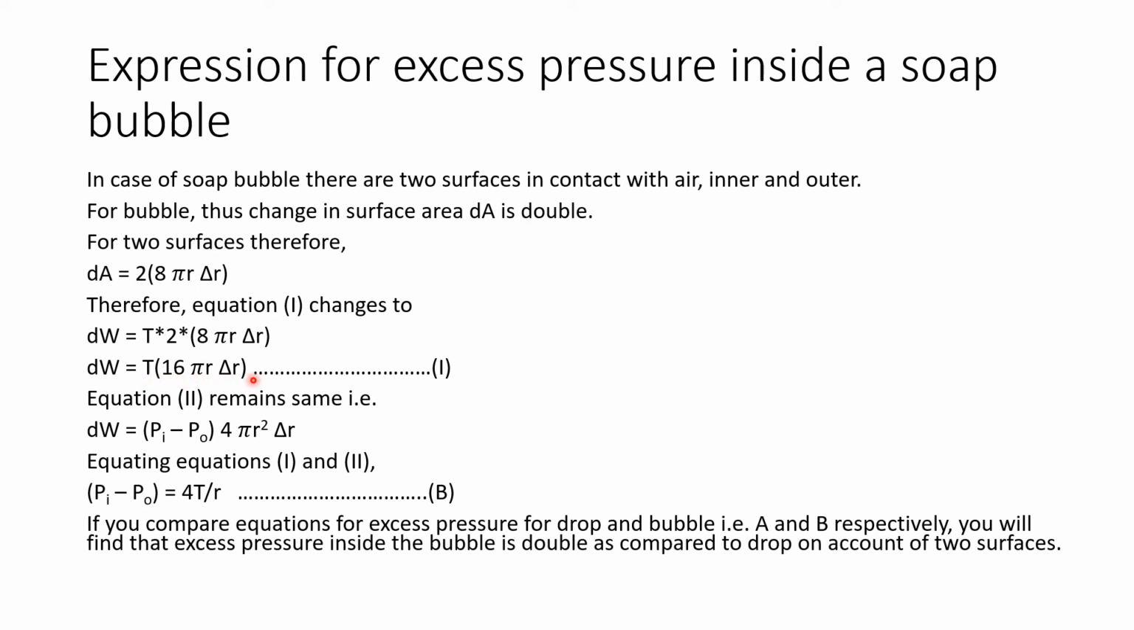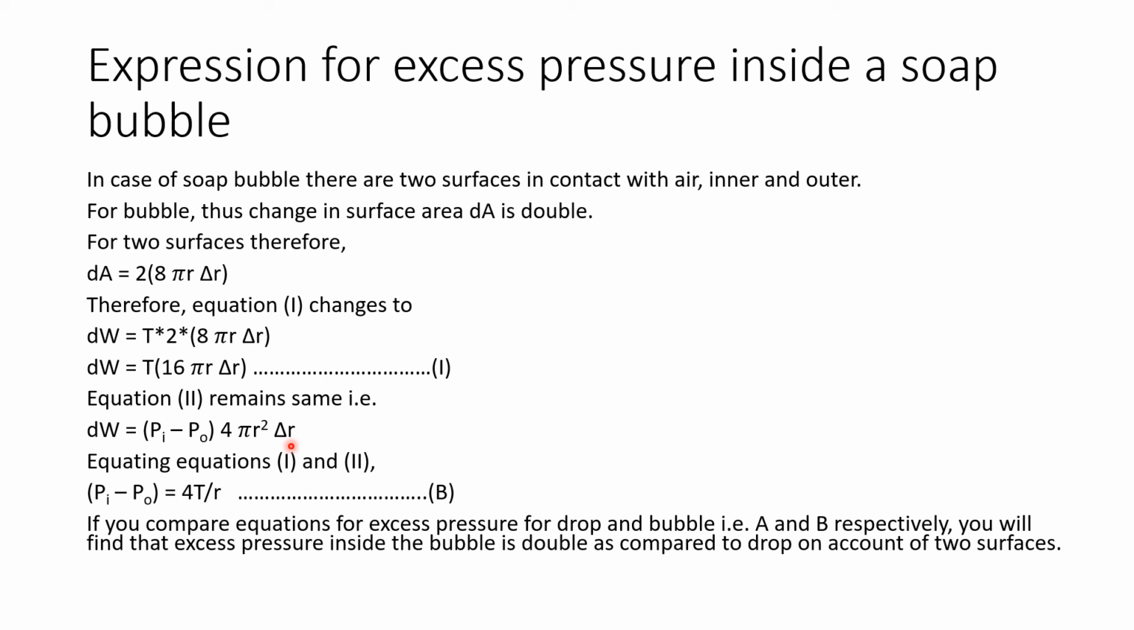delta r. Now equation 2 in the previous derivation can be carried over here as it is, because equation 2 represents the work done by the force to perform the displacement delta r. Now that force is excess pressure into surface area, and the displacement produced by the force is delta r. Therefore, this equation 2 remains same as in case of the derivation for the liquid drop.